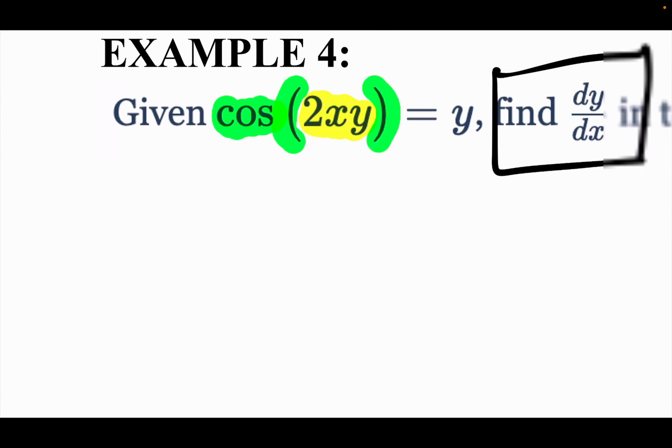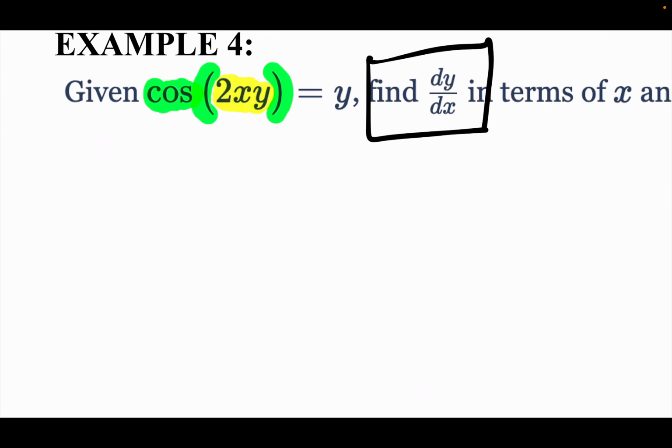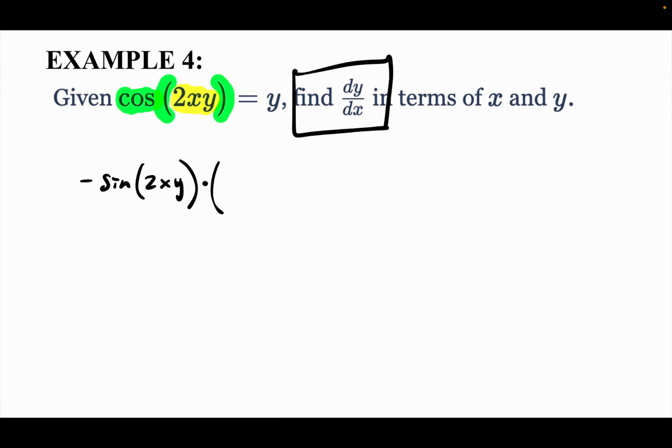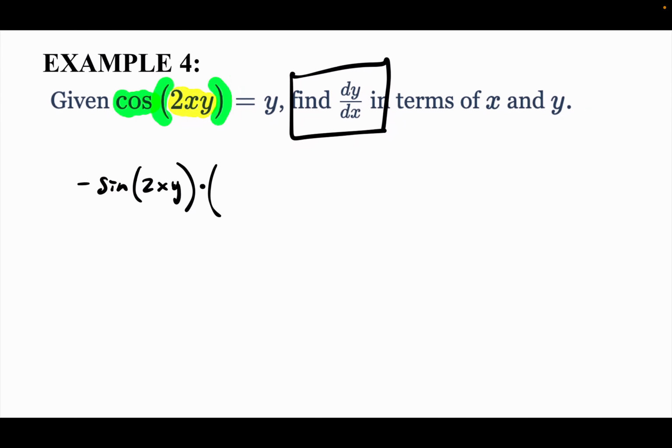So the first thing I'm going to do is find the derivative of cosine. Negative sign, and everything on the inside stays the same. Chain. Now I'm going to find the derivative of the inside, the yellow. To find the derivative of the yellow, I need to use the quotient rule, or sorry, the product rule.